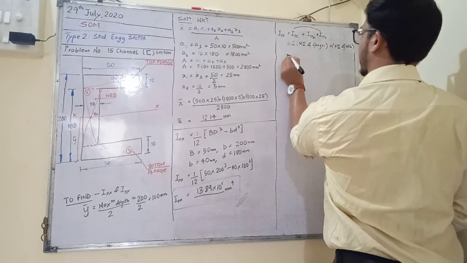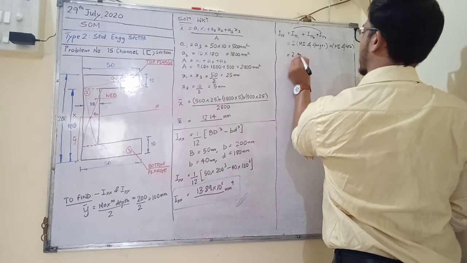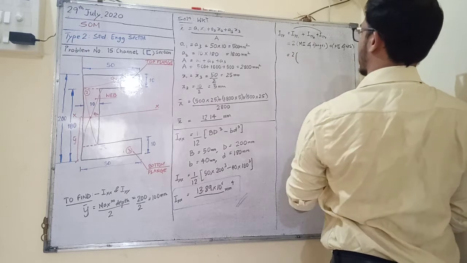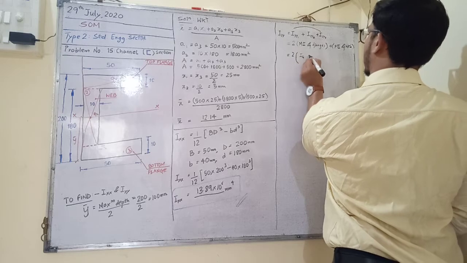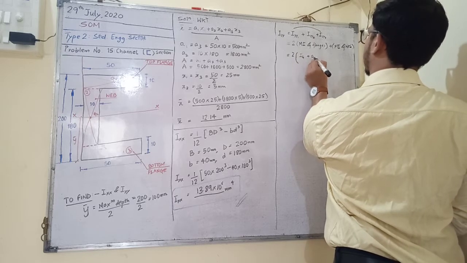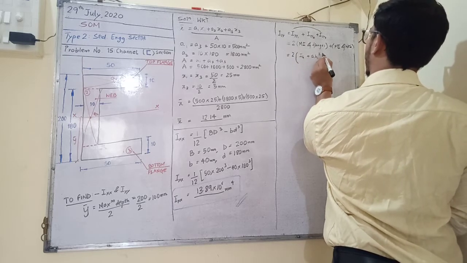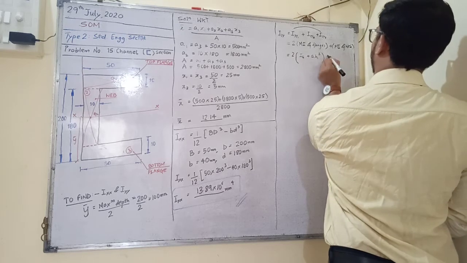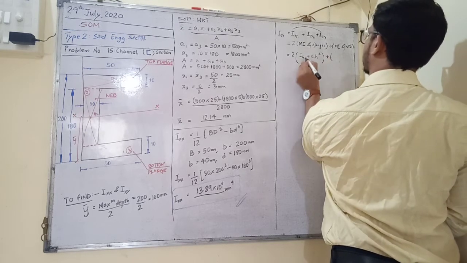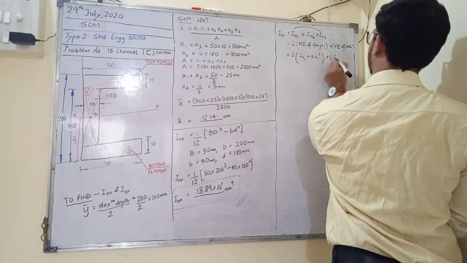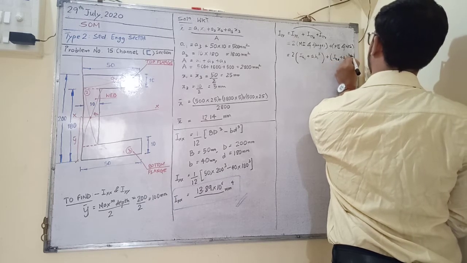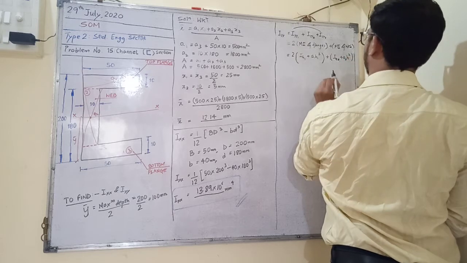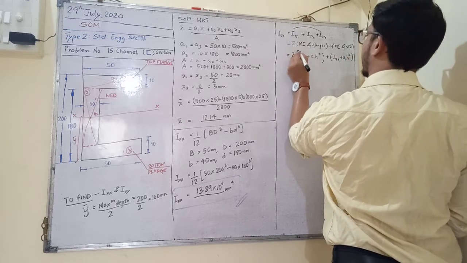So I calculate 2 times the moment of inertia of the flanges. I am applying the parallel axis theorem: Ig1 plus A1H1 square, plus for the web Ig2 plus A2H2 square. I will put this in square brackets.